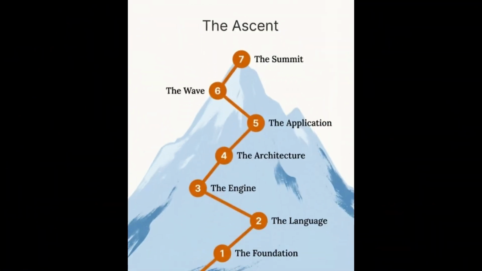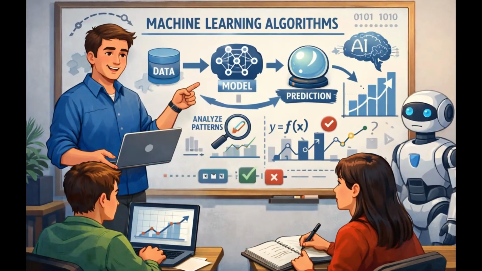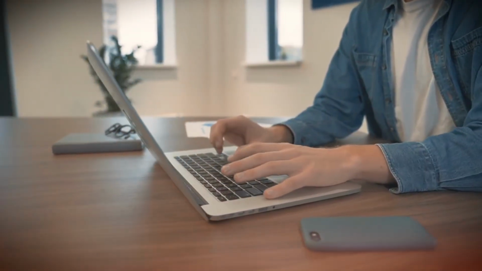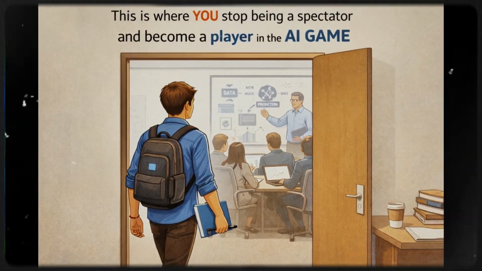Okay, let's keep going and move into the next step, which is Step 3, Machine Learning. This is where actual AI learning starts. Here, you learn about algorithms that help machines predict things, and you understand how machines learn from data. This is the moment where things get real. This is where you stop being a spectator and become a player in the AI game.